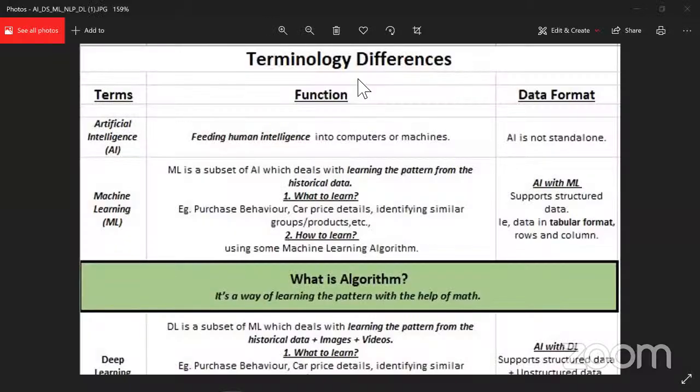So see this. So terminology differences. That is artificial intelligence. As I said before, artificial intelligence is nothing but, now I'm sharing the screen, Abdul. Is it visible? All right. See this?